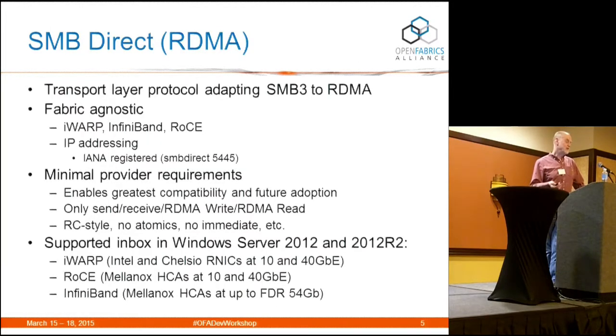So SMB Direct is a transport layer adapting SMB3 to RDMA. I'm telling you this because I love it. It's fabric agnostic. iWARP, InfiniBand, and RoCE, all three are supported in-box in Windows. It uses IP addressing. It has an IANA standard port, 5445. We make minimal RDMA provider requirements, so it enables the greatest compatibility for current and future adoption.